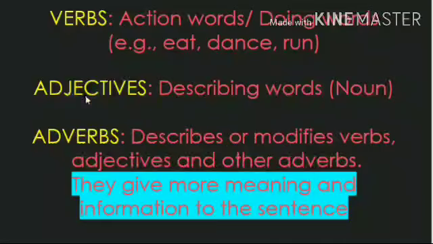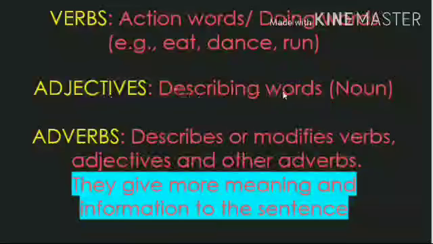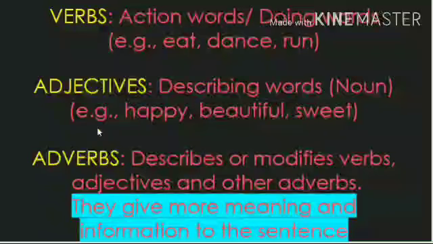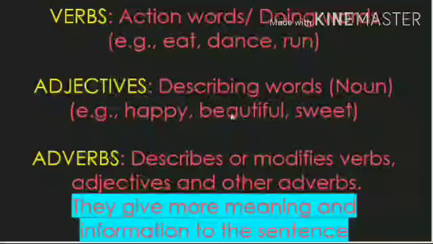Alright, now what are adjectives? Adjectives are describing words. Adjectives describe a noun. For example, happy, beautiful, sweet. Happy girl, beautiful dress, sweet flower, these are all describing words.